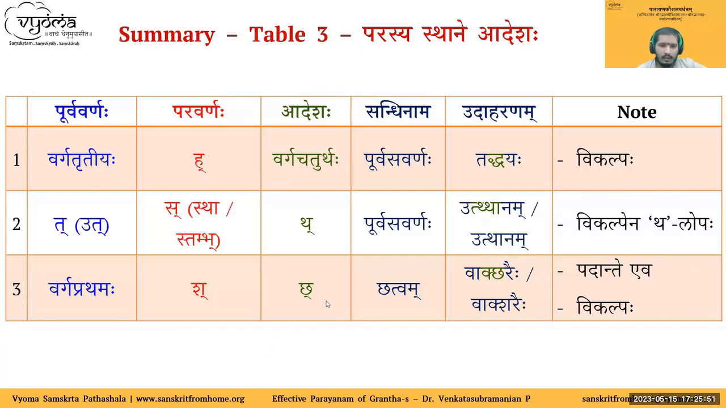Next sandhi is chatva sandhi. In chatva sandhi, Purvavarna should be the first letter of a varga. The paravarna should be shakara. Then we get the adesha chakara in place of shakara. Udaharanam: vak charaihi. So this sandhi also appears only at the end of a pada. And this sandhi is optional. So we get the form vak charaihi. Optionally, if we don't want to do chatva sandhi, then we can tell vak sharaihi also.